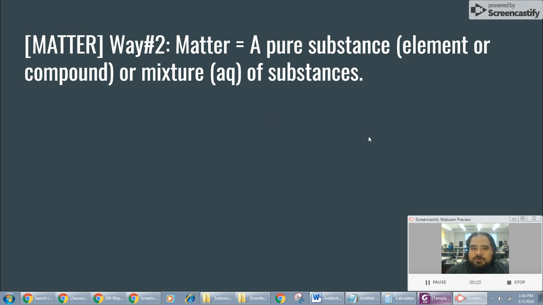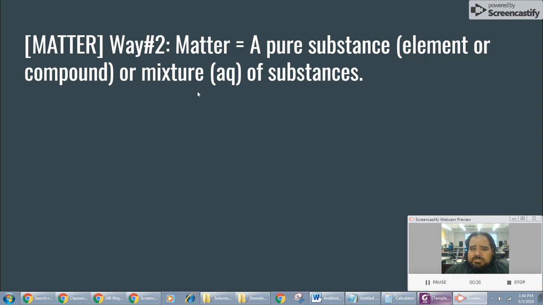If you recall, matter is a pure substance or a mixture of substances. And when we talk about substances, we're talking about pure things. These can be elements or compounds. And the way we express compounds is two different elements chemically bonded together. A mixture of substances includes a combination of elements and compounds.